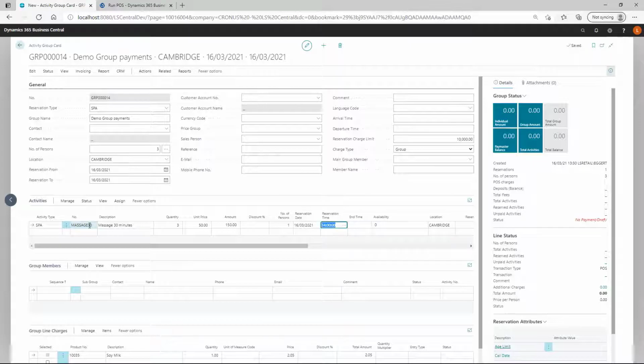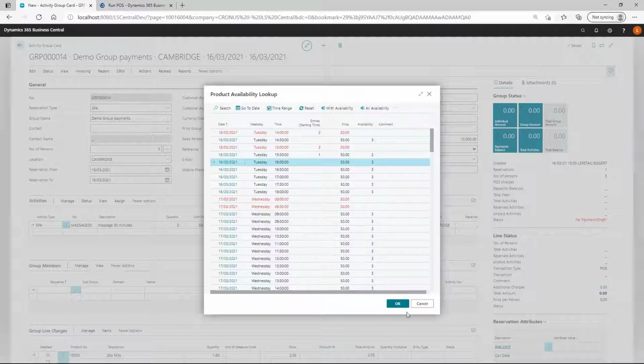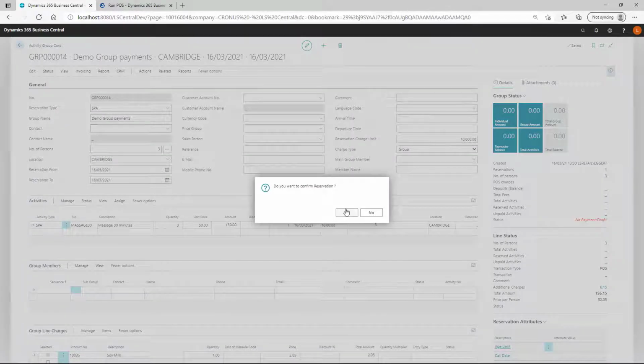2 o'clock today. No, we don't have availability. Let's check where we have availability. 3 people. Today, 16th. Yeah, let's go for 4 o'clock. Yeah, we have availability there. And I'm just going to confirm this reservation.